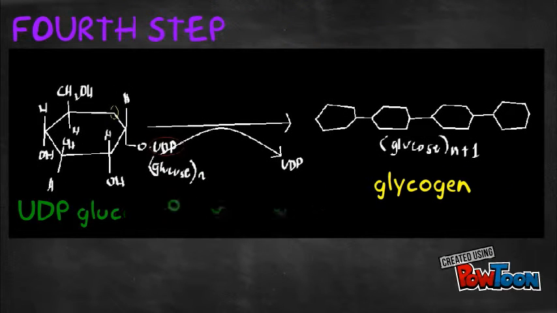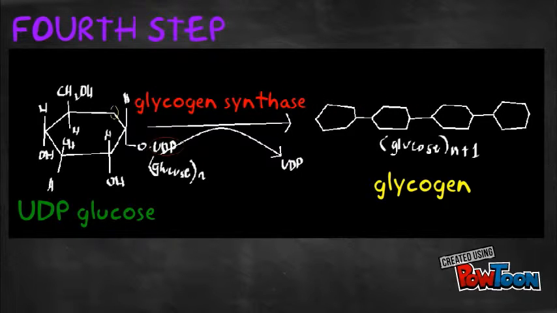UDP glucose is then added to an existing chain of glucose by the action of the enzyme glycogen synthase. After this, the process releases the UDP. If you'll notice, this process needs an existing chain of glucose.